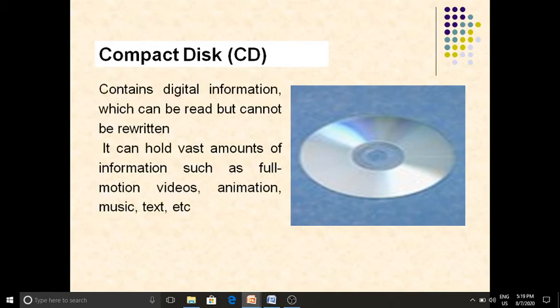Next, we will be discussing the CD, that is compact disk. What is a CD? A compact disk contains digital information which can be read but cannot be rewritten. You can put the CD in and read it, but you cannot make changes to it. It can hold vast amounts of information such as full motion videos, animations, music, text, etc. Okay students.